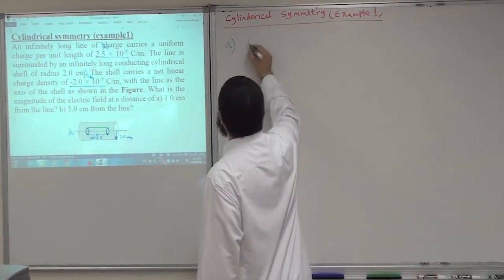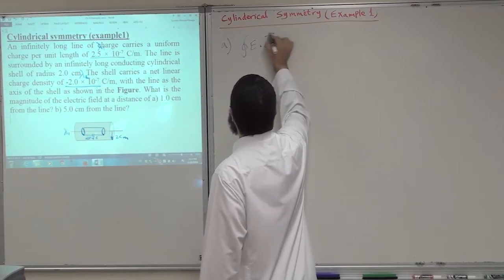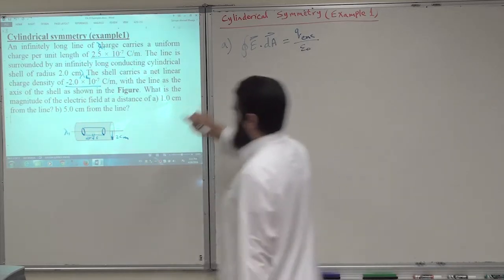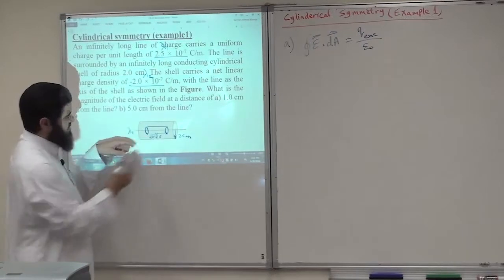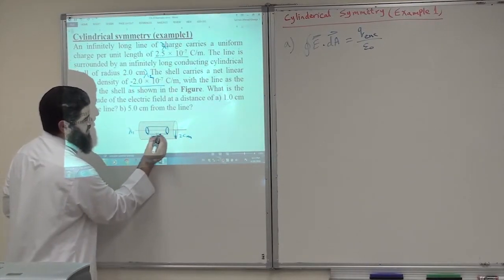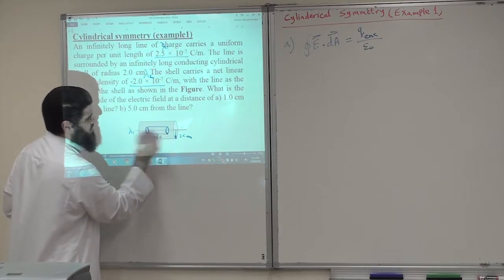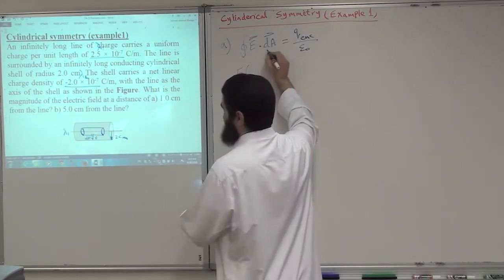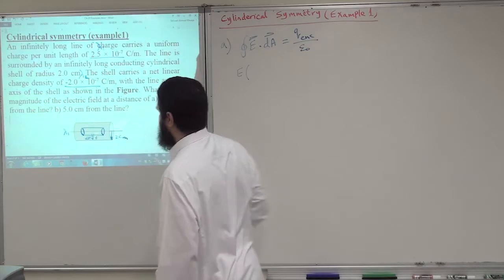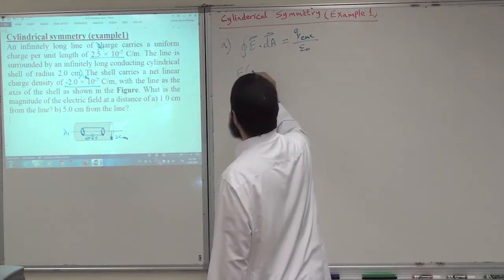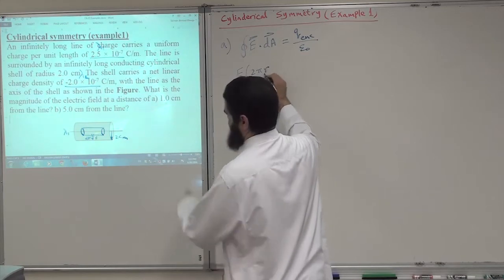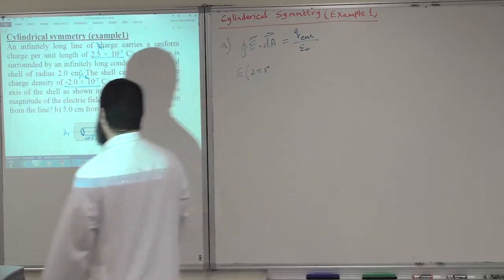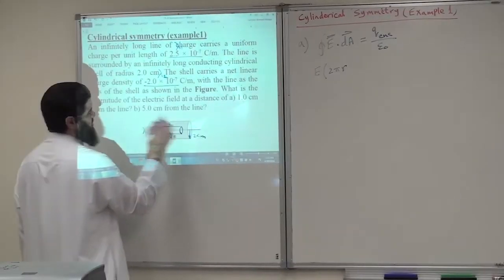So Gauss law says the integral of E dot dA equals Q enclosed divided by epsilon naught. The electric field is uniform at this surface because at any point on this surface we are at the same distance from the line, so it will have the same value all over. So we take it out. The integral of dA will give us the curved area. So this will be 2 pi r, where this r is 1 centimeter, 2 pi r multiplied by the length, this length, okay?